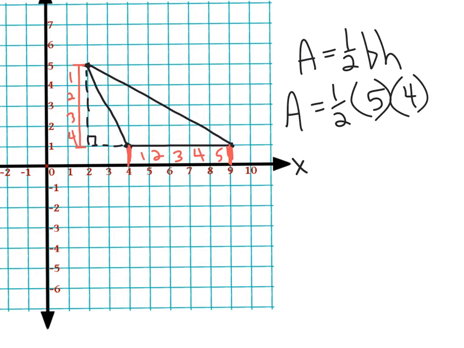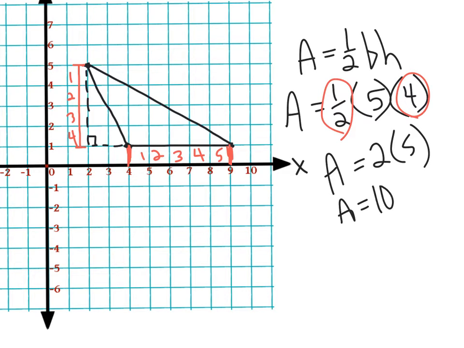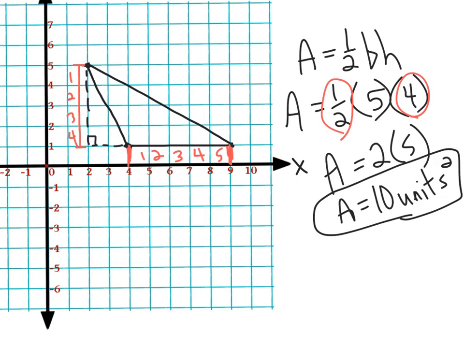So at that point, you've got a couple of options. One option, since all these are being multiplied, you can multiply in whatever order you want. So you could say 1/2 of 4 is 2, and then 2 times 5 is 10. And this is going to be square units. You can write it like this if you want, or you can just write out the words square units. Other option, you could take 5 times 4, which is 20, and then take 1/2 of that, which is 10. Either way is fine.